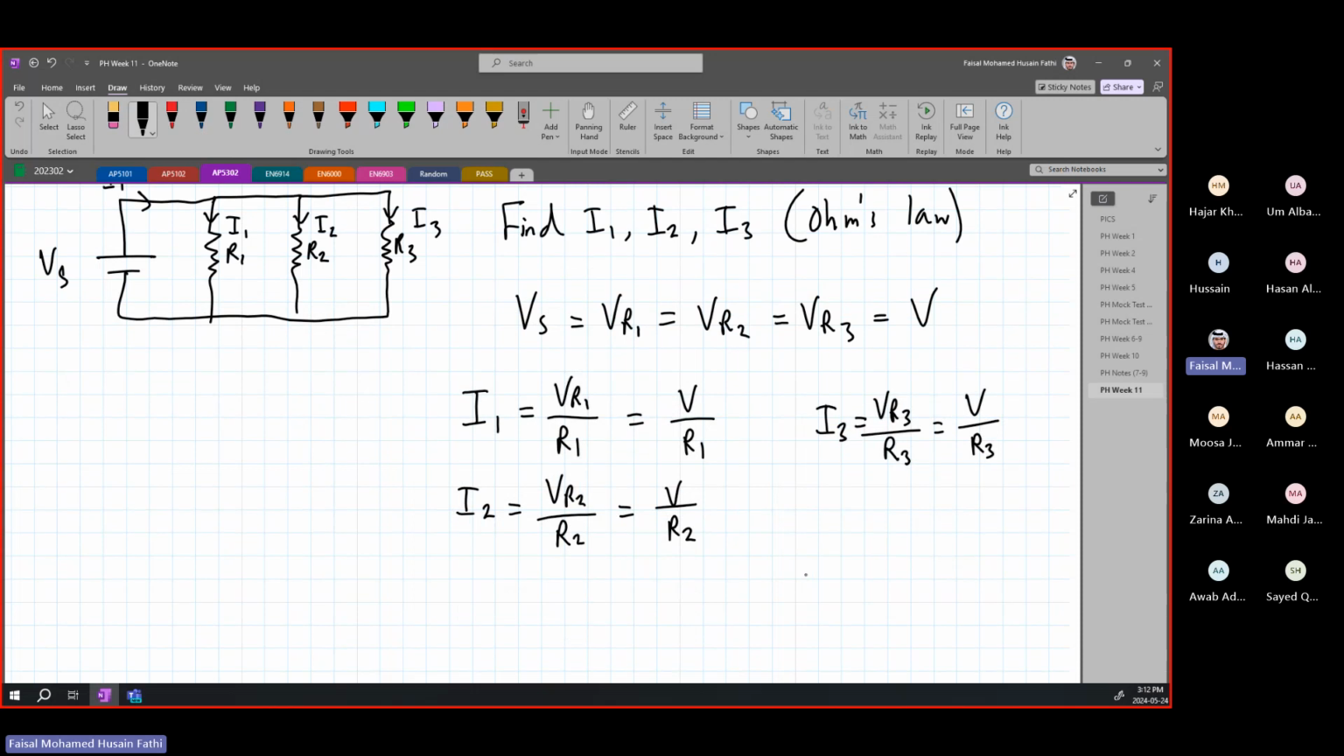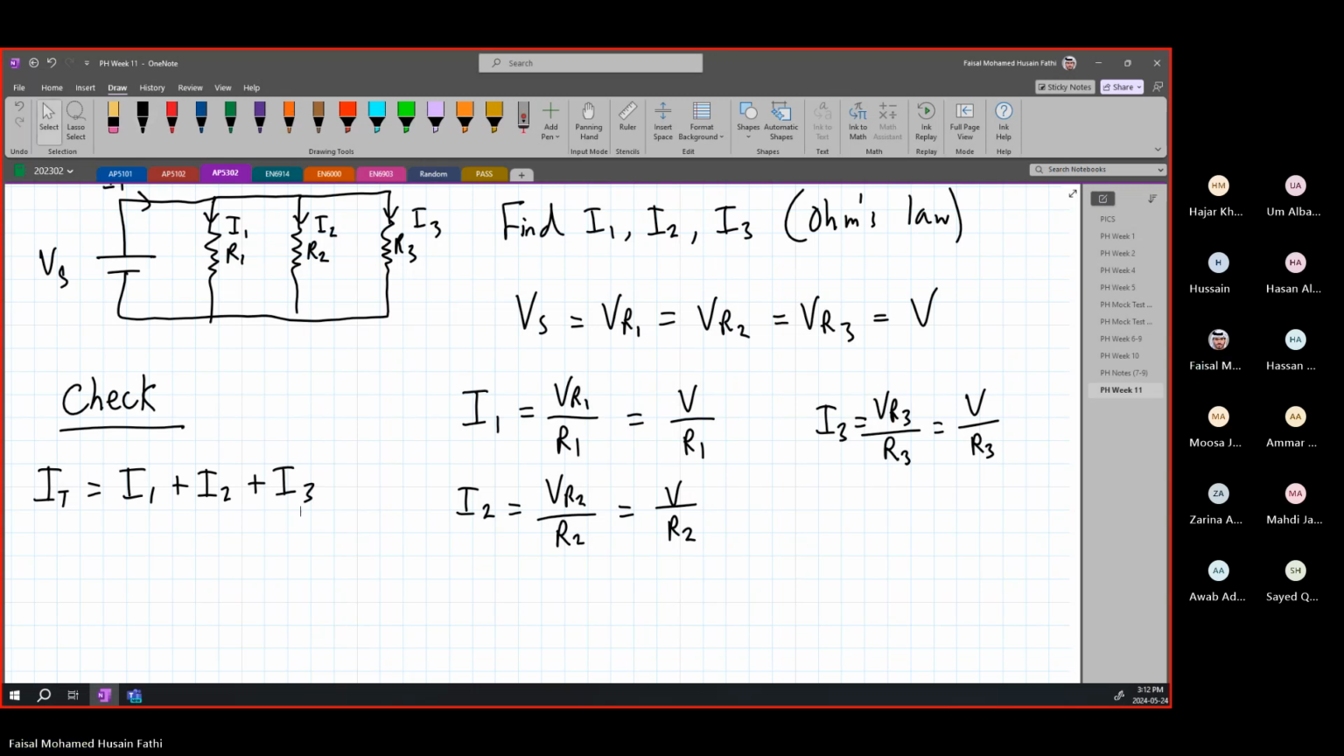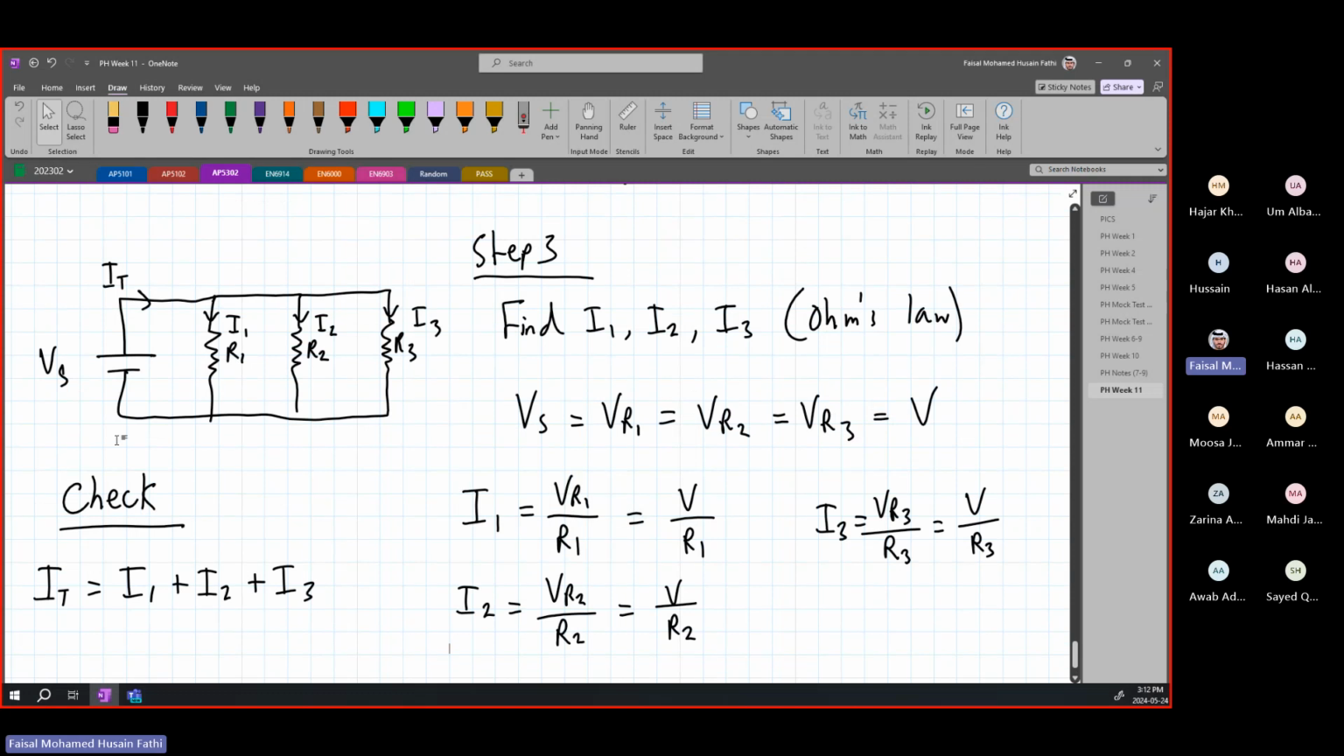The last part is checking, if you like. I total is going to be equal to all the currents, which is I1 plus I2 plus I3. Is this clear for everyone? Does anyone have any questions about this? This is the method for solving any series or any parallel circuit you might see.